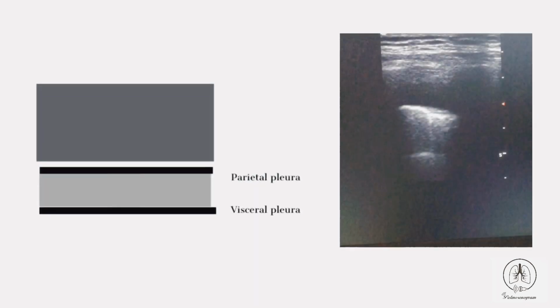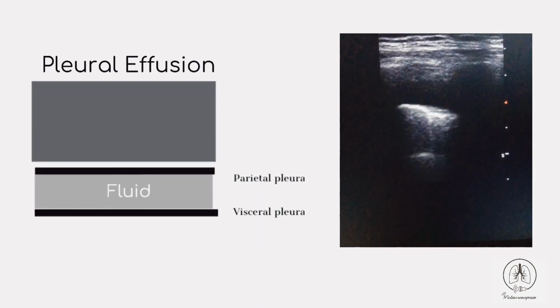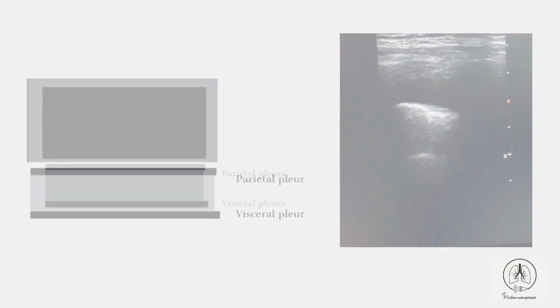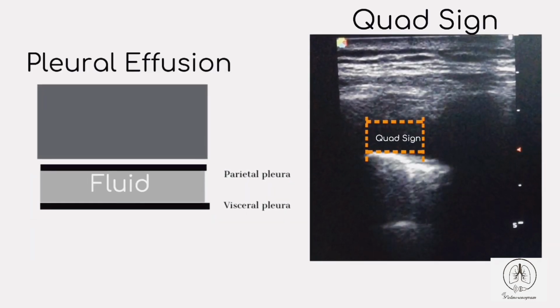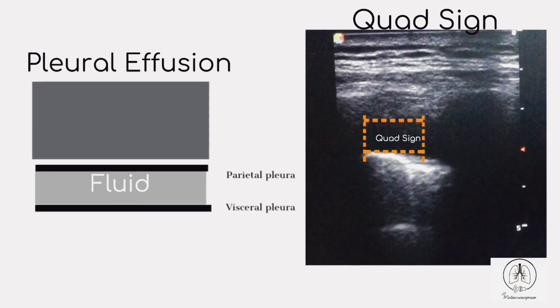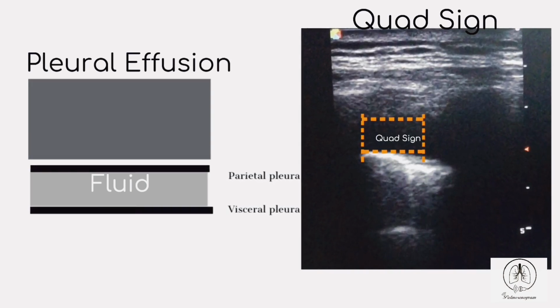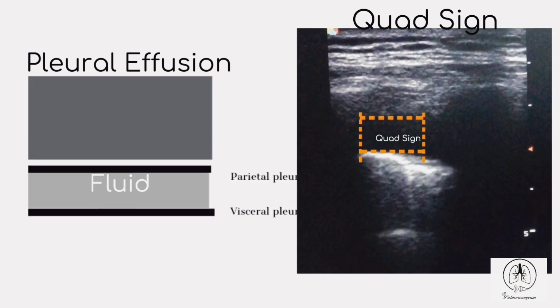What happens in pleural effusion? The fluid accumulation in between two pleura, which is friendly, will allow ultrasound and produce an anechoic or hypoechoic area with chest wall as superficial border and lung as deep border and ribs as superior and inferior borders. This is known as square sign of pleural effusion.